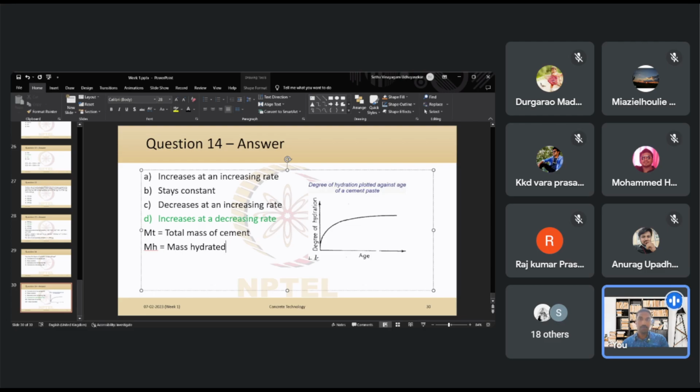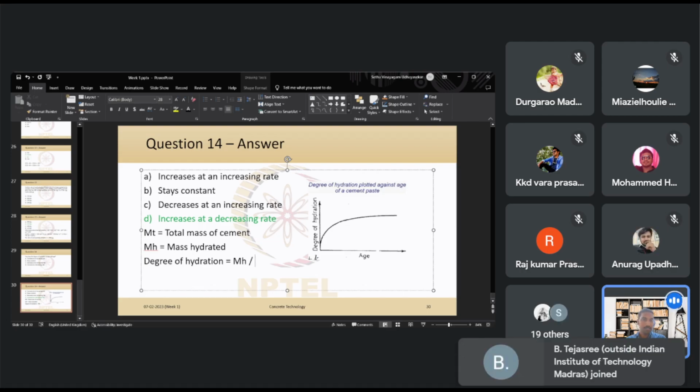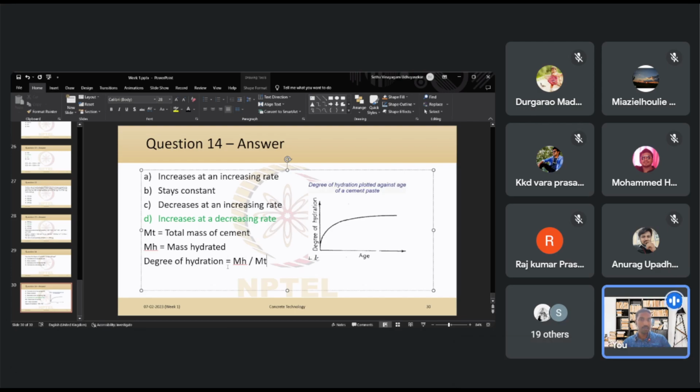So at any given point in time, if MH mass of cement is hydrated, then the degree of hydration is nothing but the fraction of the mass that has got hydrated, which is MH by MT. So this is the fraction of the cement that has got hydrated. MH out of MT has got hydrated, and that is what we call the degree of hydration. Initially, nothing would have got hydrated, so it will be zero.